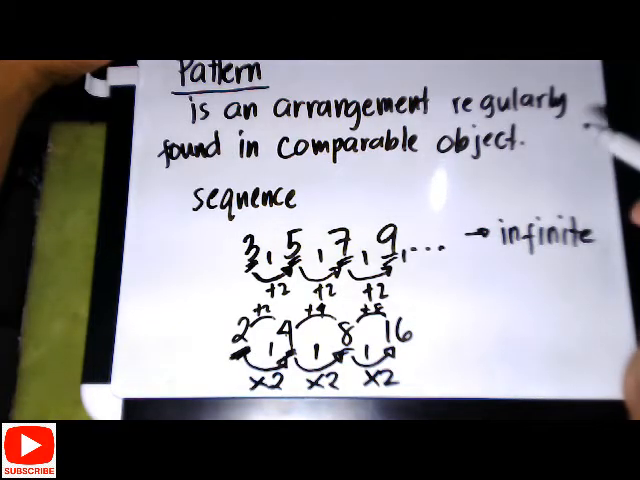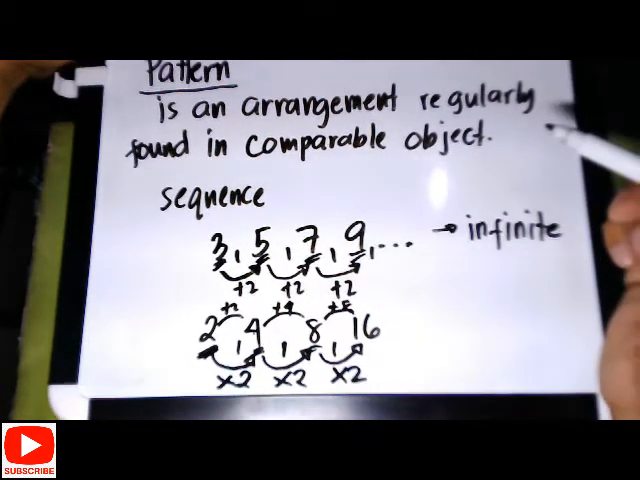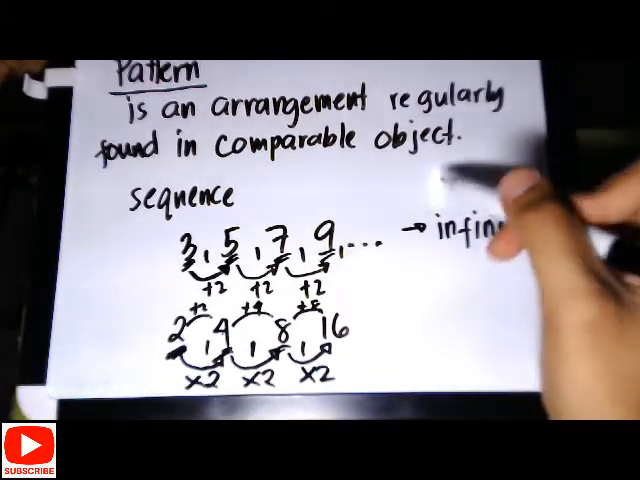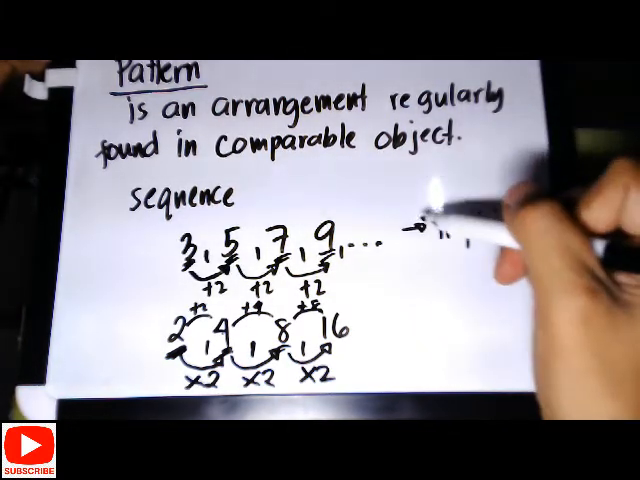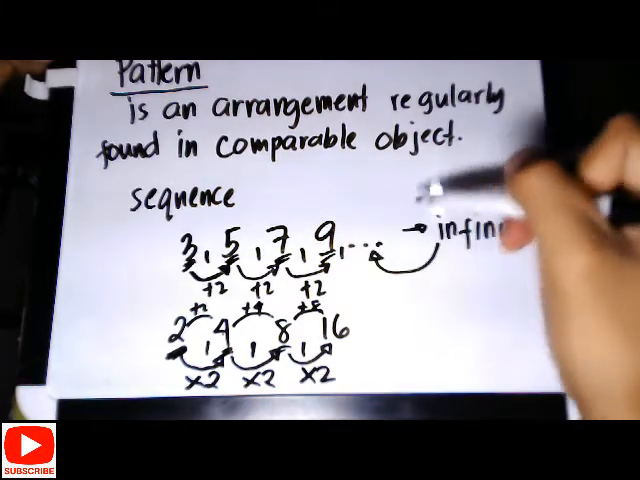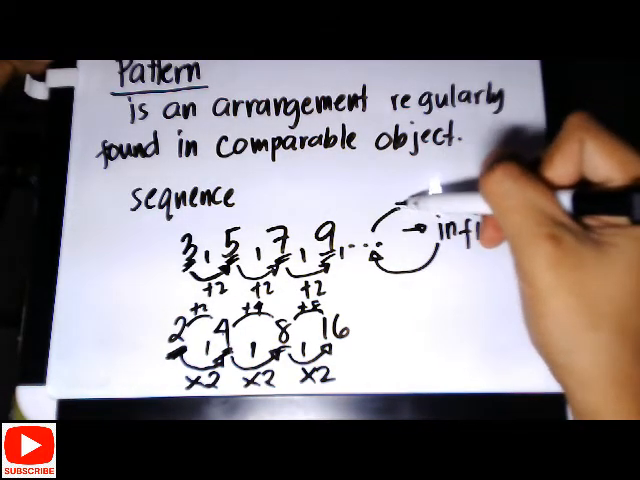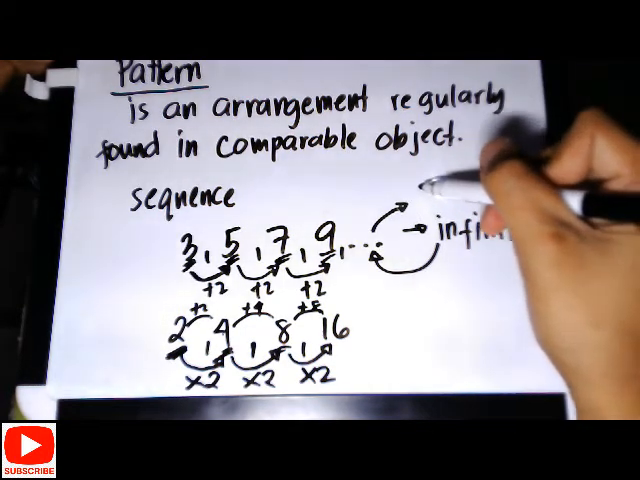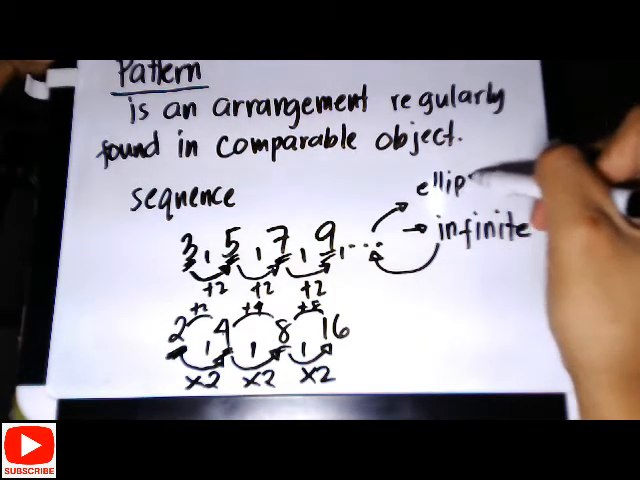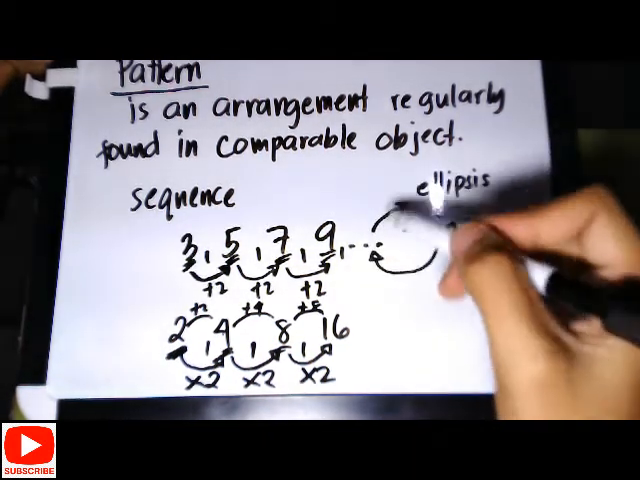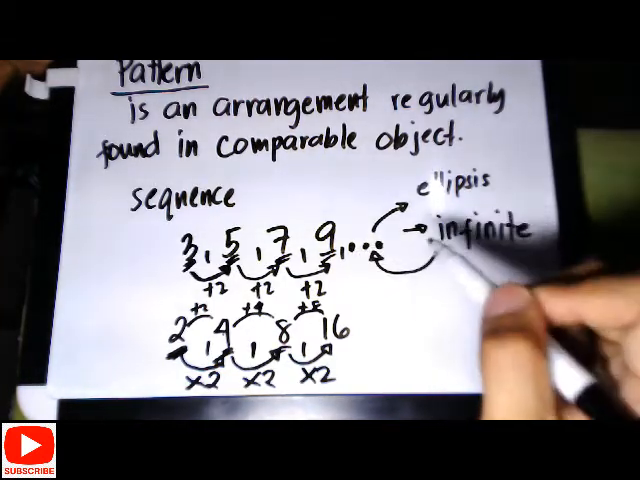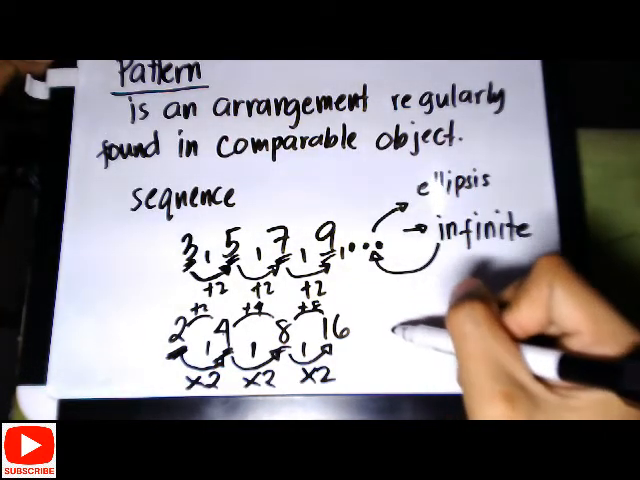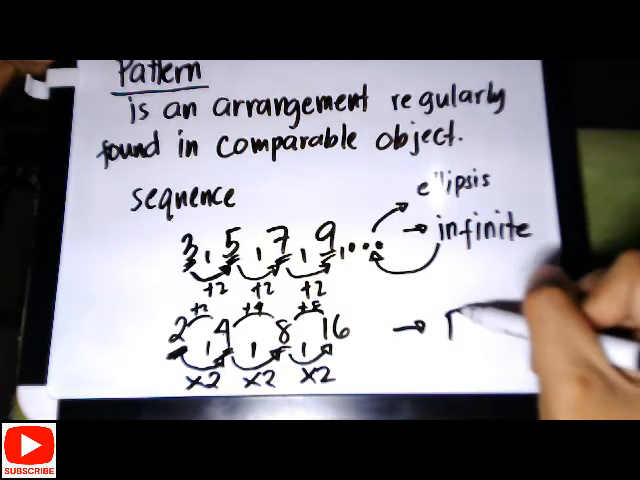When we say infinite sequence, it continues on because of these 3 dots. These 3 dots are called ellipses. That means if the sequence contains 3 dots or ellipses, it is infinite. While this second sequence is a finite sequence.